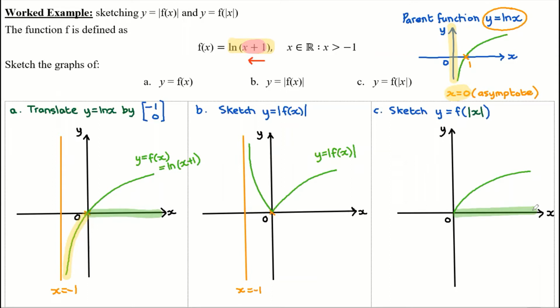But the interesting part now is that for the negative values, the modulus is taken and then the function is applied. So it's as if the graph is reflected. The positive part of the graph, I should say, is reflected in the y-axis. So it's going to do that. And again, it looks rather odd, but that's how it works. So this is y is equal to f of the modulus of x.